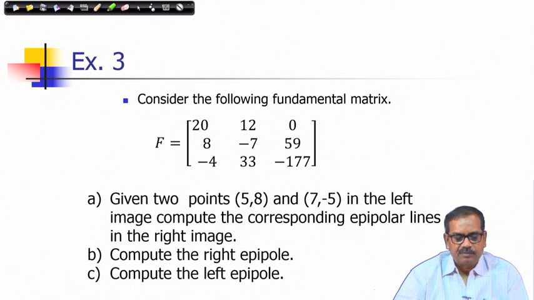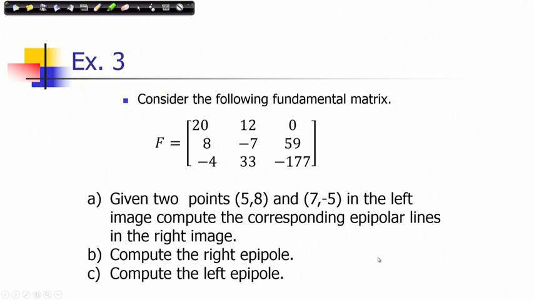First, we have also given an additional problem, that is to compute the epipolar line. So, the first problem is about computation of epipolar lines. Suppose you have two image points (5, 8) and (7, -5) in the left image, and you have to compute the corresponding epipolar lines in the right image, and then compute the right epipole and the left epipole. As I suggested previously also, you should pause the video and work out this problem. Let me discuss the solution of this problem.